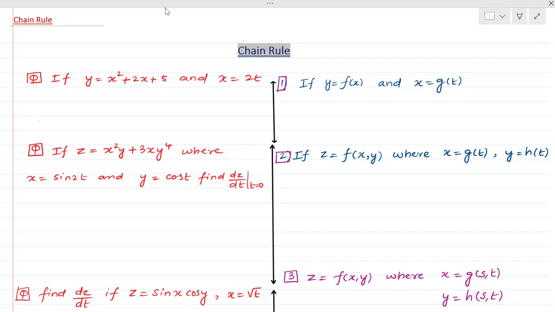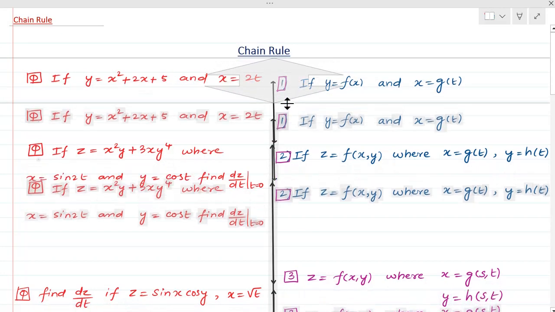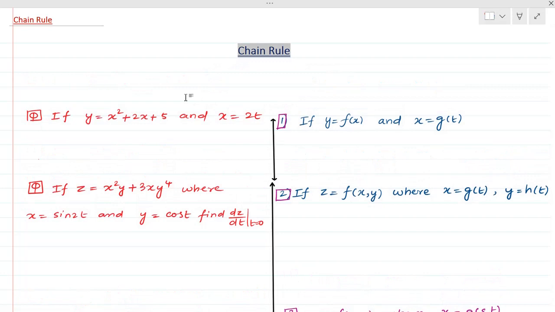Before this, we saw that when a function is given like this, we use the partial derivatives fx and fy directly. So f of x comma y is given by x square plus y square plus 2x. We will calculate directly. The partial derivative with respect to x is 2x plus 2, and fy is 2y.